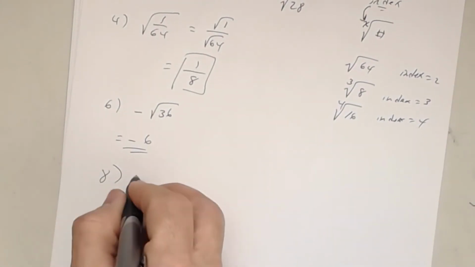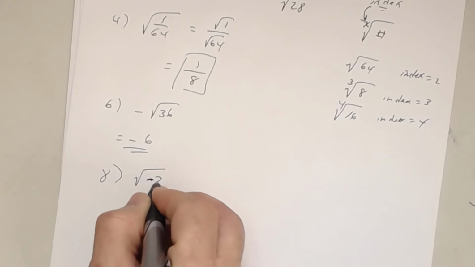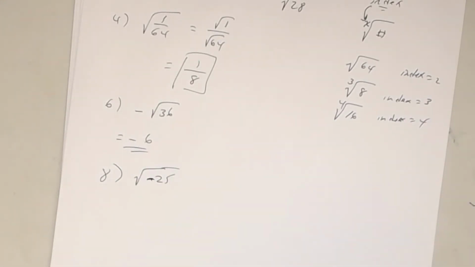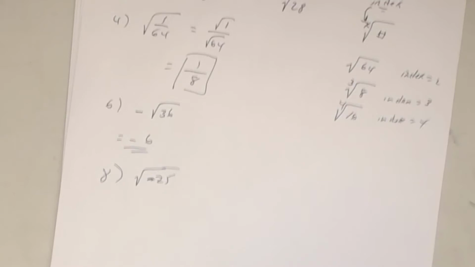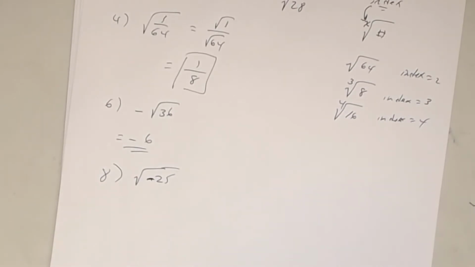All right, number 8, square root of negative 25. What whole number times itself is negative 25? Negative 5 times negative 5 is a positive 25. 5 times 5 is a positive 25. What whole number times itself is negative 25? There isn't any. Because a number times itself is always going to be positive, right?